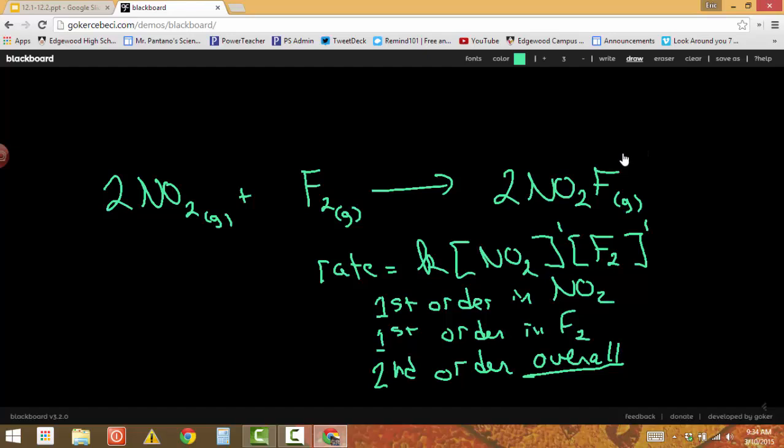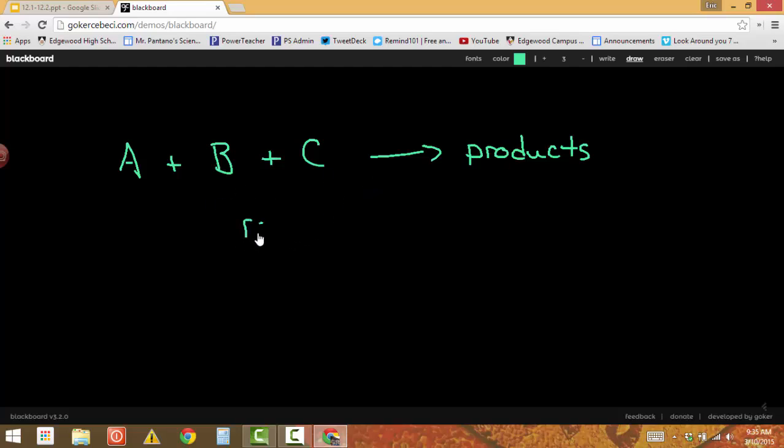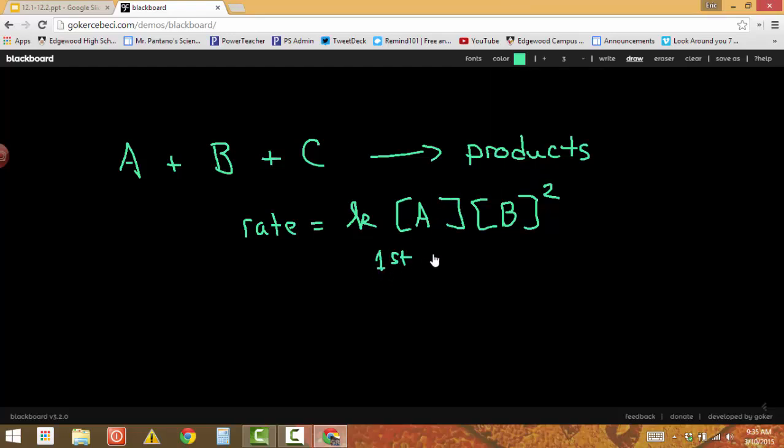Okay? So what does the order mean? Like, what's the definition of order, or how does it work? Well, I'll give you an example. Here's a hypothetical reaction. A plus B plus C forming some sort of products. And again, because we don't really care about the products, we care about the nature of the reactants. Okay? The rate law for this reaction might be rate is equal to K times concentration A times concentration B squared. Okay? So that's my reaction rate. What that means is that it's first order in A. Okay?